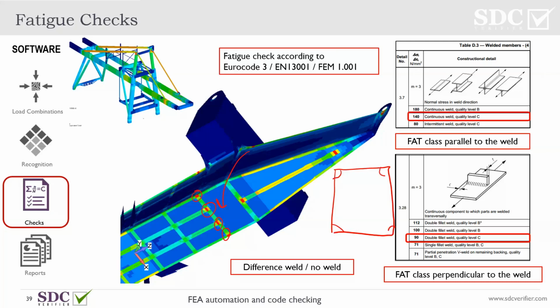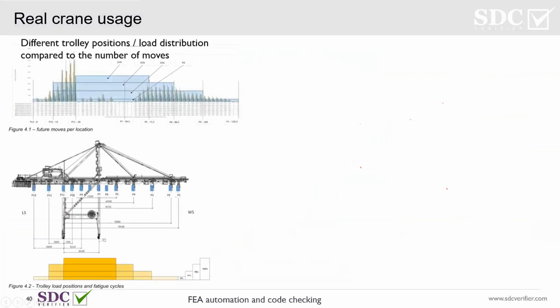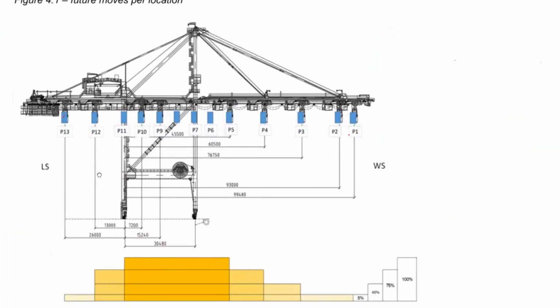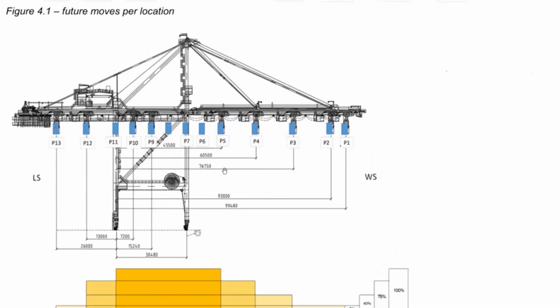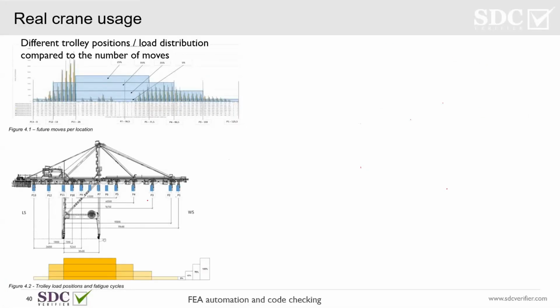Next thing, which is not less important, is the real crane usage. I mentioned a couple of times that the trolley is traveling from one side to another. However, how often does it do this, from one extreme position to another? Depending on the size of the ship, we have different positions of the trolley, and depending on these, you are using different trolley positions.